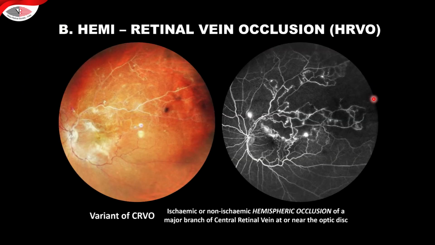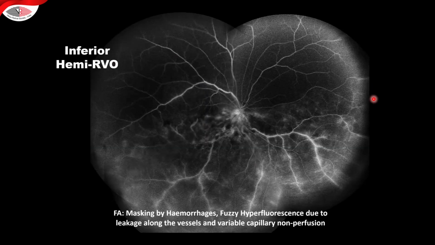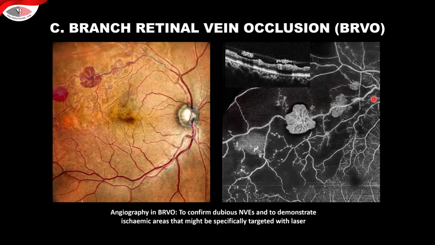Hemiretinal vein occlusion acts very similar to a central occlusion, except that geographically it will be located to a superior or inferior half, but all other parameters in terms of diagnosis or management remain pretty much the same. This is an inferior hemiretinal vein occlusion.